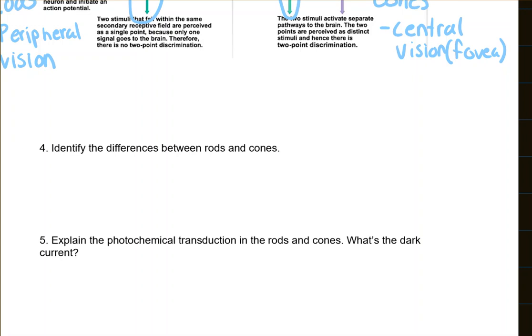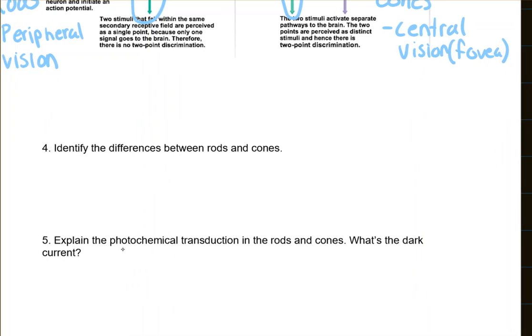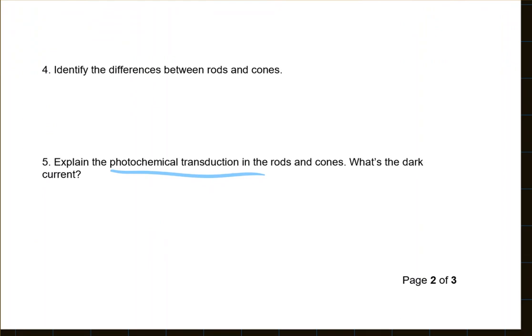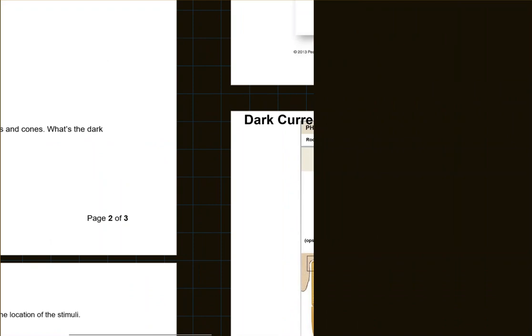But in the mechanism and how they actually do the phototransduction pathway, they're very similar. And that's what the next question is asking about. Explain the photochemical transduction in the rods and cones, and what is dark current? So let's talk about that.